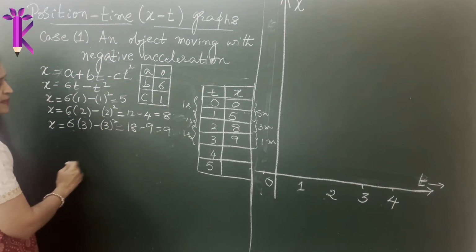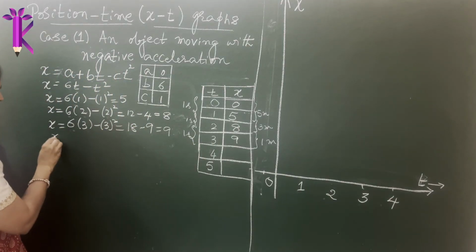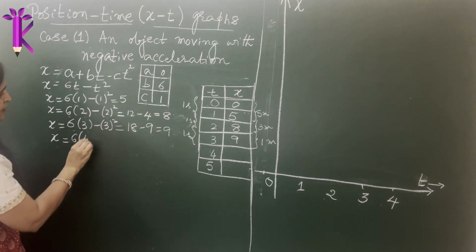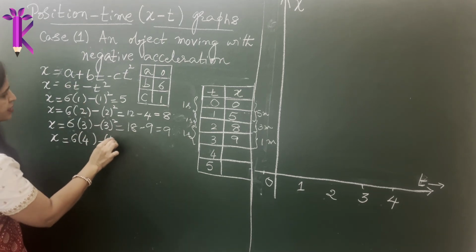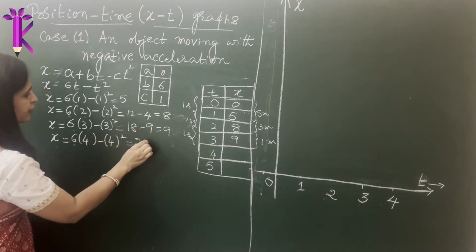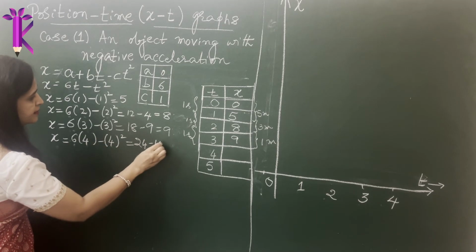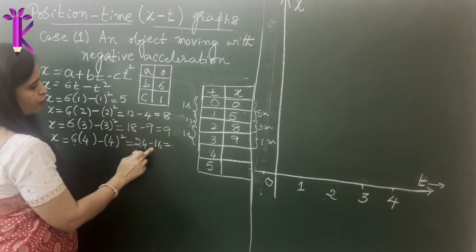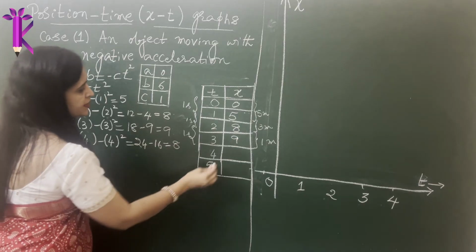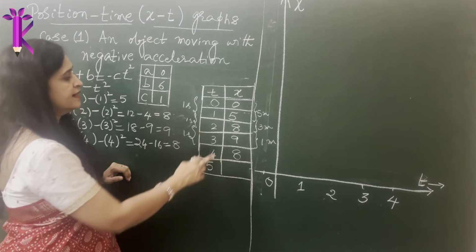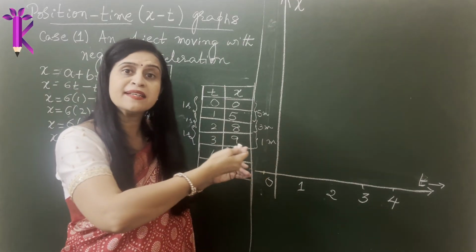Now let's see what happens when t is equal to 4. Will it be 0? Let's check. 6t is 6 times 4 minus t square, which is 4 square. 6 fours are 24 and 4 square is 16. Okay, what is going to happen now? 24 minus 16 is 8. So this is going to be 8. Oh, it is decreasing. So it is going in the reverse direction.